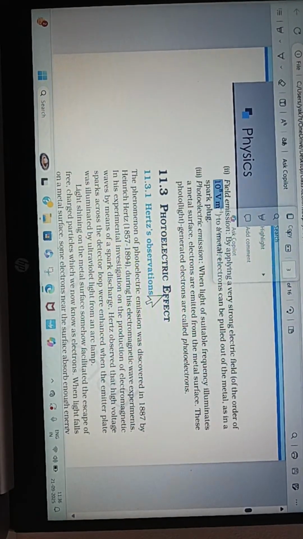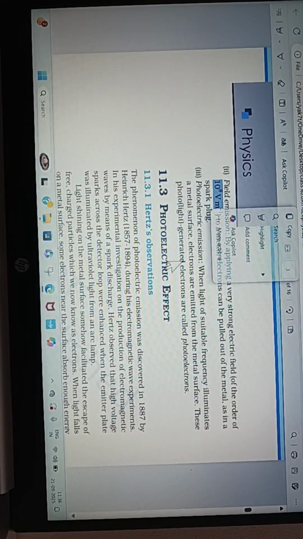Then again, what is it? Photoelectric emission, which you are studying now. That means when photons of a suitable frequency are incident, photoelectric effect means photons. A photon is a packet of energy contained in the light. That packet of energy is h nu: E equals h nu. You have studied this even in chemistry. h is Planck's constant, nu is the frequency. In modern physics, E is equal to h nu.